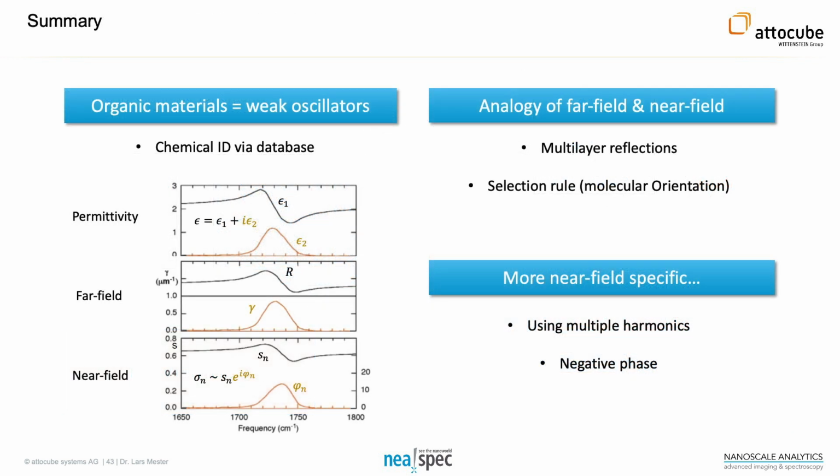So for organic samples, we've seen they are weak oscillators. Permittivity, far field, near field, they all look quite similar at first sight, but if you look into more detail, you can see multilayer reflections. There's dependence on orientation angle.